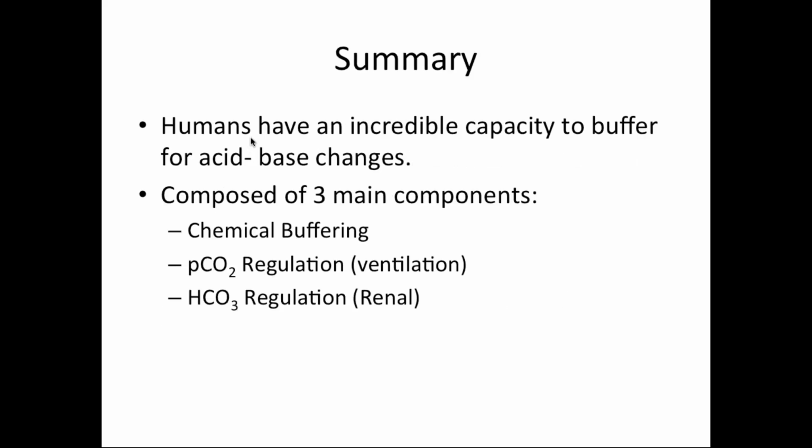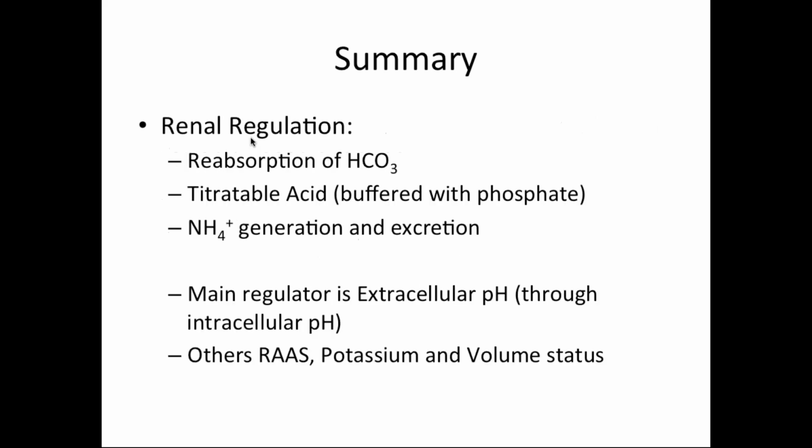So in summary, humans have an incredible capacity to buffer for acid-base changes. This acid-base buffering is composed of three components: the chemical buffering, which we talked about, the PCO2 regulation, which is through ventilation, and the bicarb regulation, which is through the kidney. The kidney regulation, first of all, has to reabsorb the bicarb. Then there is excretion of titratable acid through buffering with phosphate, and then ammonia generation and ammonia excretion.